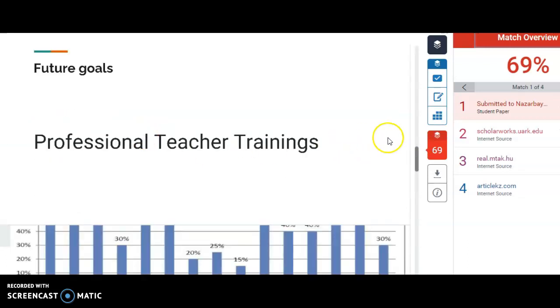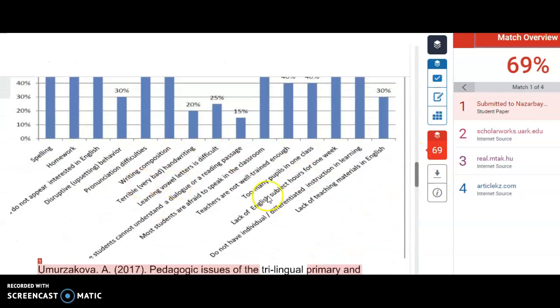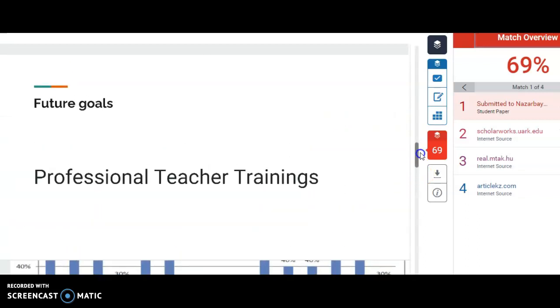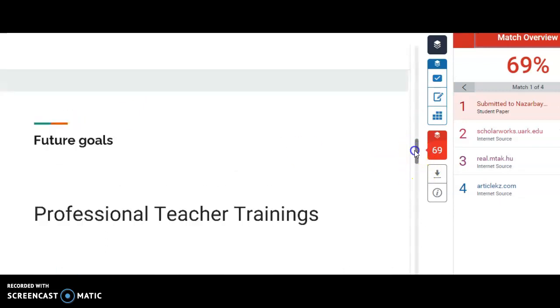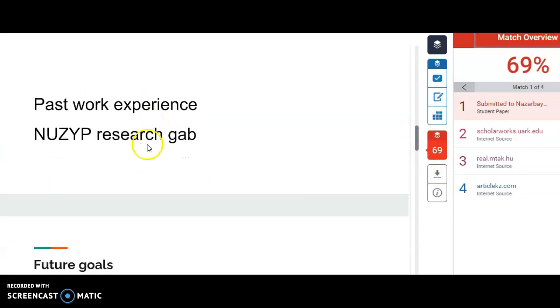Again, you see? Now here, I'm not sure that we need this. That's more like the problem, right? All these difficulties, all these issues, all these problems. But future goals should be about who you are. What are you going to do with this research? And I think this should be part of this slide here. So now you're up to slide 4. You need to slightly redesign them.